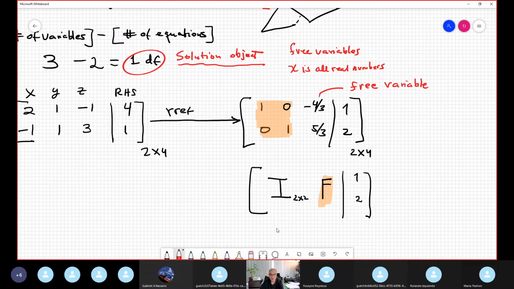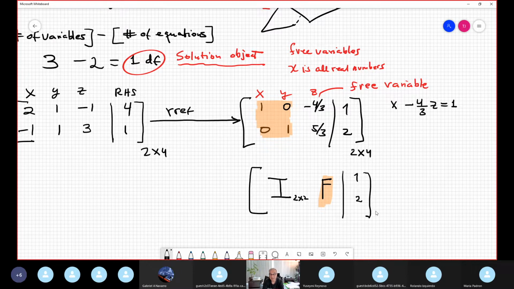And the free variable, well, this column is the X column, this is the Y column, and C is the free variable. Wow. Entonces, how do you write the final answer? Well, for the final answer, you are doing equation by equation. The first equation says 1X, no Y, Y is missing, minus 4 over 3Z equals 1.